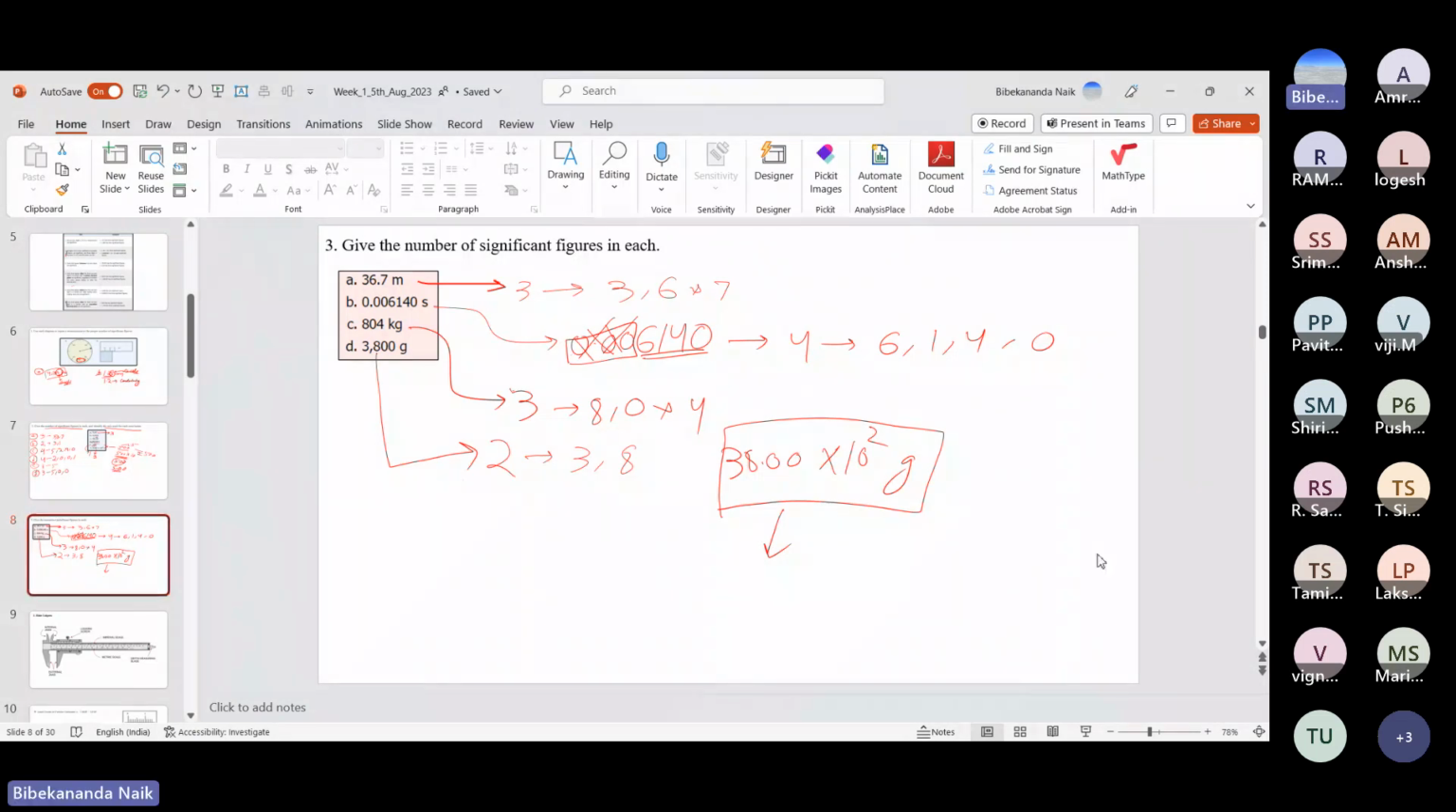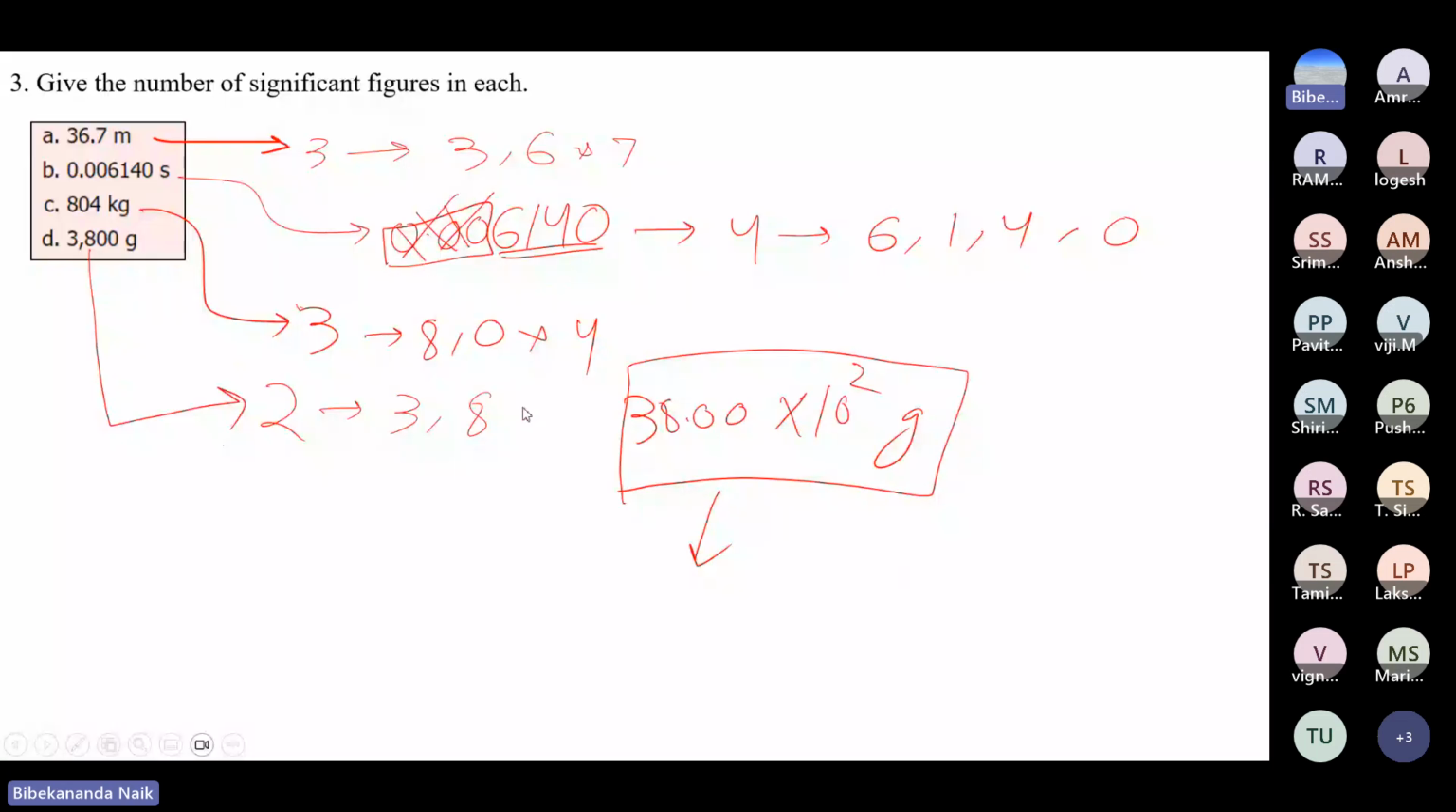So these are the three questions that I wanted to discuss with you regarding the significant figures. So when this is 3,800 gram, it has only two significant digits, 3 and 8, because it has no decimal numbers and all these zeros are after the non-zero number 8. So all the zeros that are written after a non-zero digit in a number in which there are no decimal numbers are of no significance. So the significant digits in this case are 3 and 8.